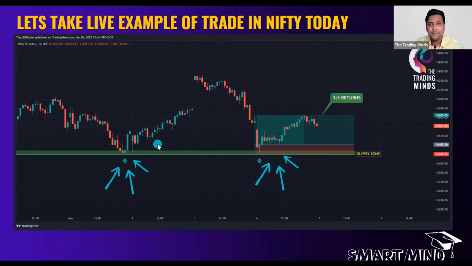If you see here, the price started going up and started coming down, and it took support at this area where there is a lot of buying interest. So I marked this zone. This happened the day before, on Thursday. And the next day the market gapped up, went up, and further came down.